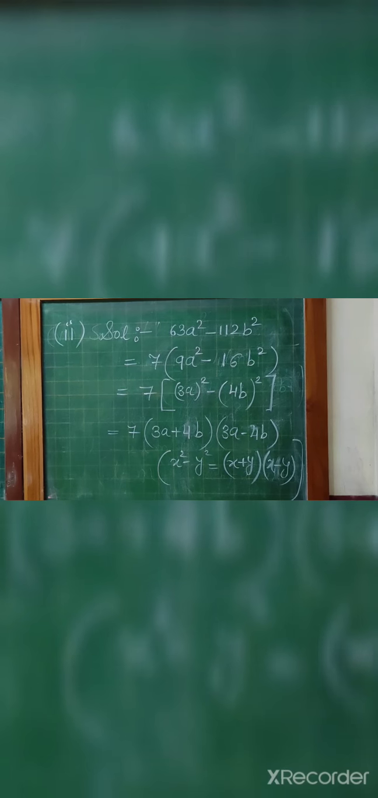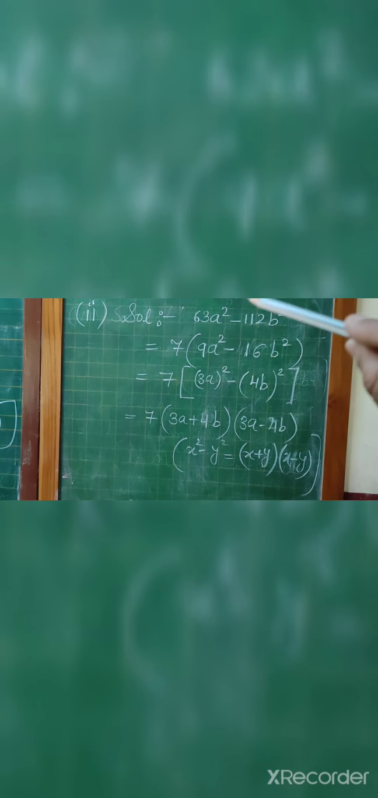Now see here in the second question, 63. We can't write 63 in square form, but we can take 7 common from both the numbers, because 63 is divisible by 7 nine times and 112 is divisible by 7 sixteen times.